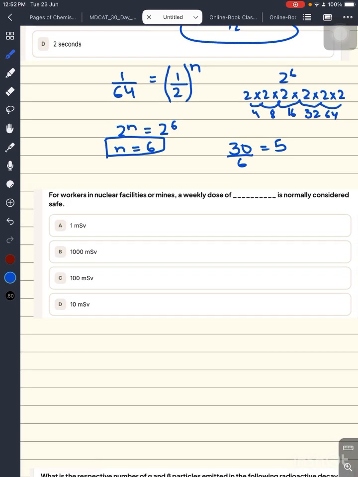For workers in nuclear facilities or mines, a weekly dose of dash is normally considered safe. It's 1 mSv.